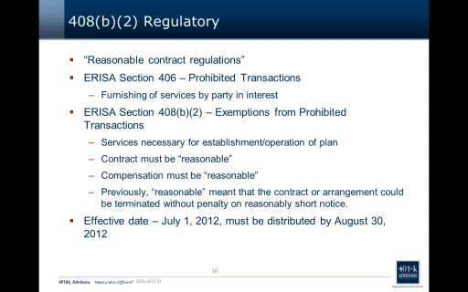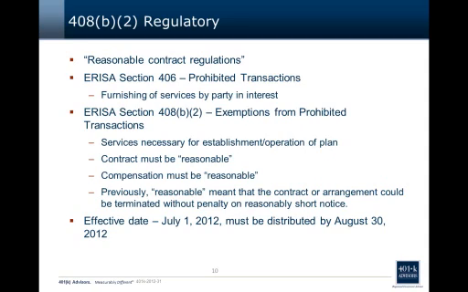This has been going on for quite a few years now, and there have been several dates that were supposed to be anchors. Originally, these were supposed to be effective January 1st of this year. The DOL came along and pushed them back to April 1st, and with the final regulations, they're now effective July 1st. And anything with respect to these disclosure regulations, the notices must be distributed by August 30th of 2012.